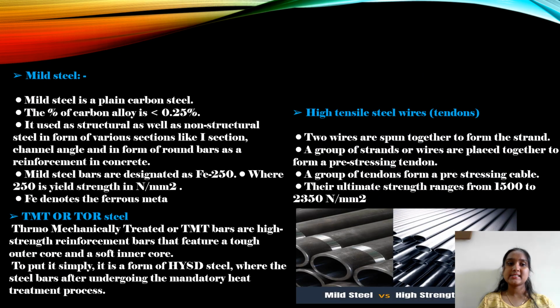First one is mild steel. Mild steel is a plain carbon steel. The percentage of carbon alloy is less than 0.25%. It is used as a structural as well as non-structural steel in the form of various sections like I-section, channel, angle, and in the form of round bars as the reinforcement in concrete. Mild steel bars are designated as Fe 250, where 250 is the yield strength in Newton per millimeter square. Fe denotes the ferrous metal.